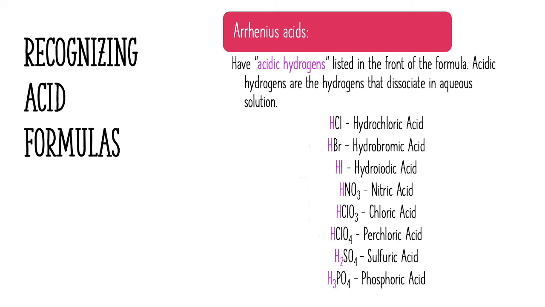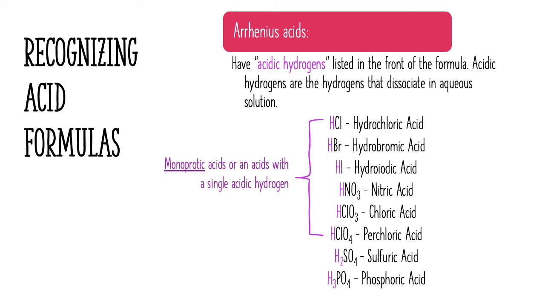Some more information for you would be that if you notice the formulas, the first formulas up here, these all have one single acidic hydrogen. So these are called monoprotic acids, and they just have that one acidic hydrogen. If you take a look down here at sulfuric acid, this is a diprotic acid because it has two acidic hydrogens. And the words monoprotic and diprotic mean one proton or two protons.